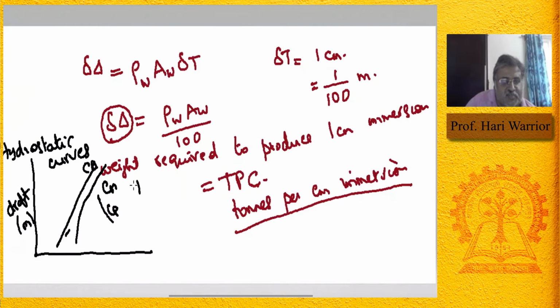It can be all this. This TPC is also a hydrostatic particular. It will also look like this, some curve. So this is known as a hydrostatic curve. That you have to know. What is a hydrostatic curve? Then we'll come back to this later.